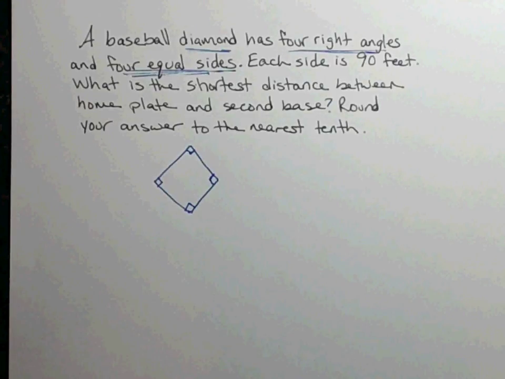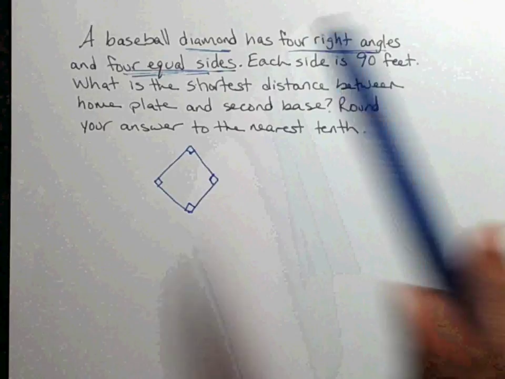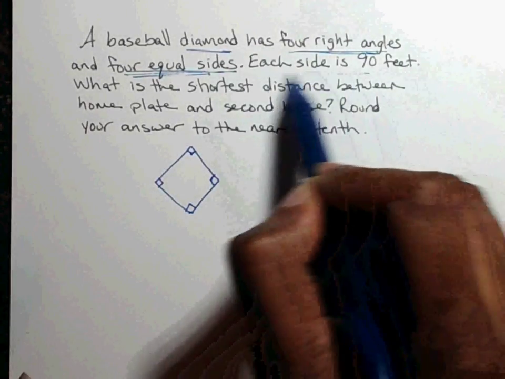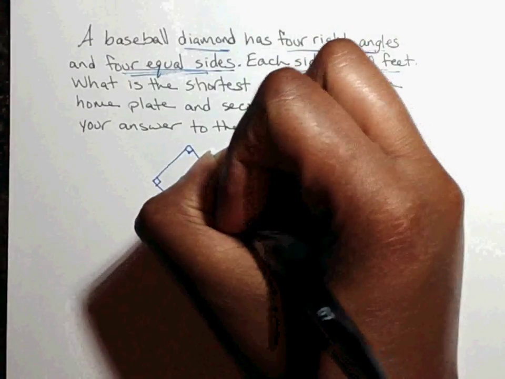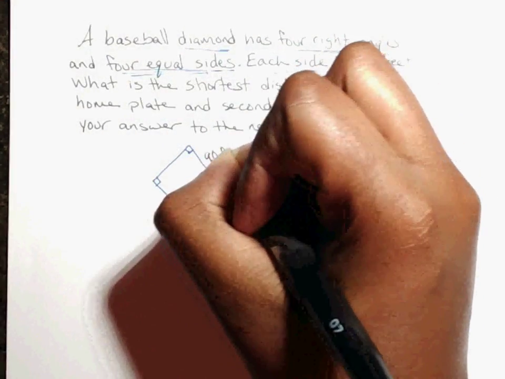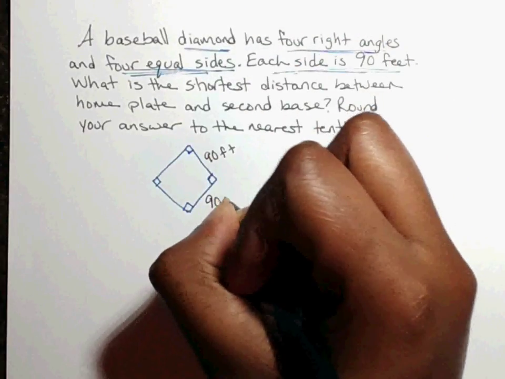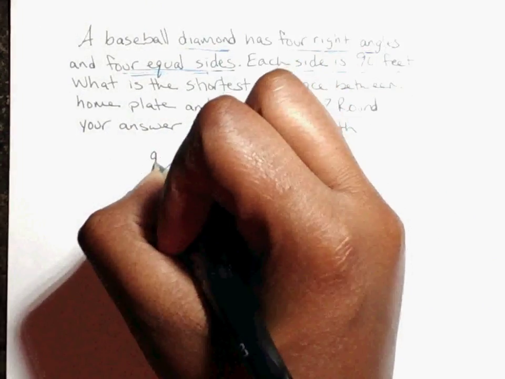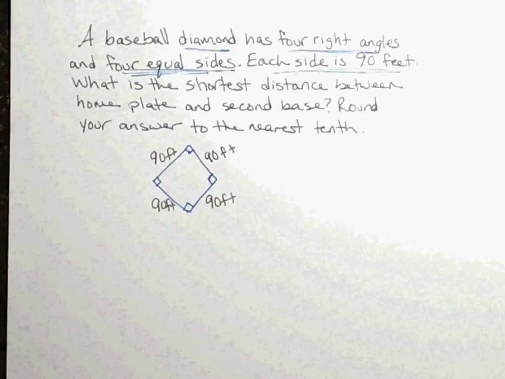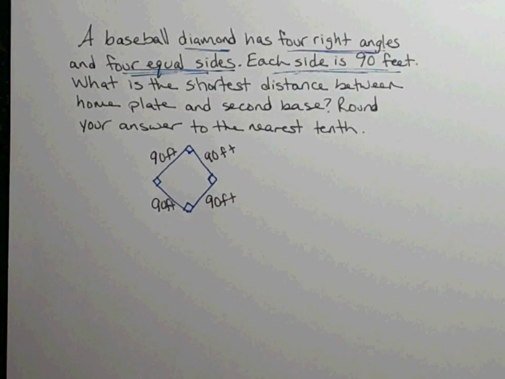I am then going to say, okay, ooh, they said each side is 90 feet. That's important information. So that means that this side here is 90 feet. This side here is 90 feet. This side here is 90 feet. This side here, 90 feet.